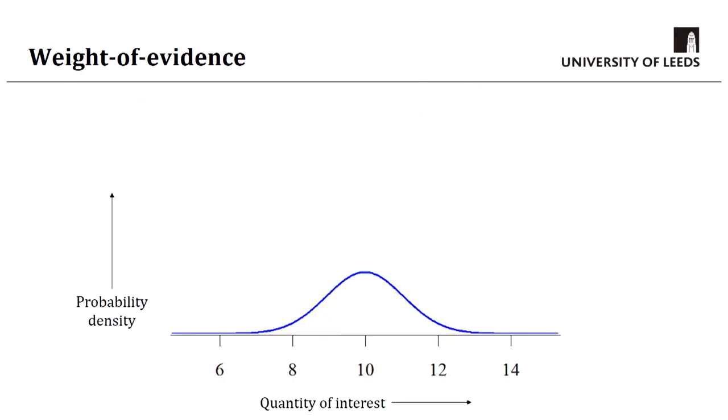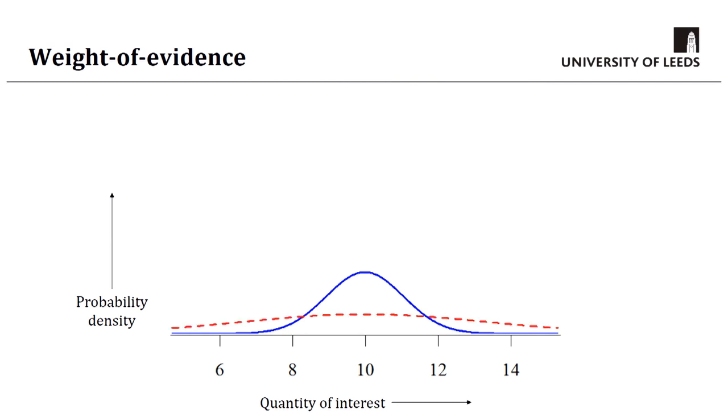So I'm going to do a very quick example, just to try and show you in one dimension what Bayesian statistics is doing. So we've got a quantity of interest here where my prior belief is that it's around 10. I don't think it's going to be less than 6. I don't think it's going to be greater than 14, but there's some wiggle room in there. On the y-axis, which is not plotted, we've got probability density.